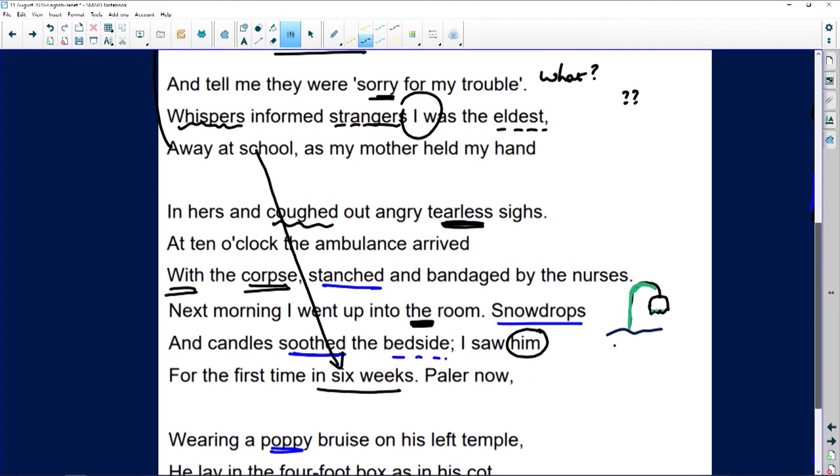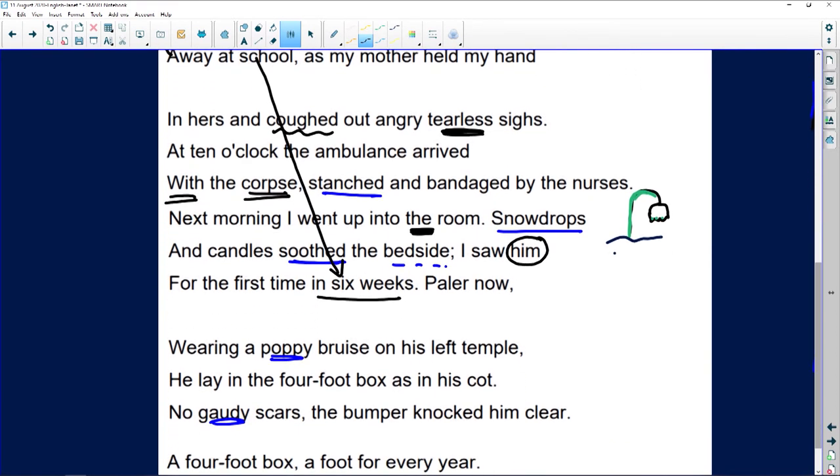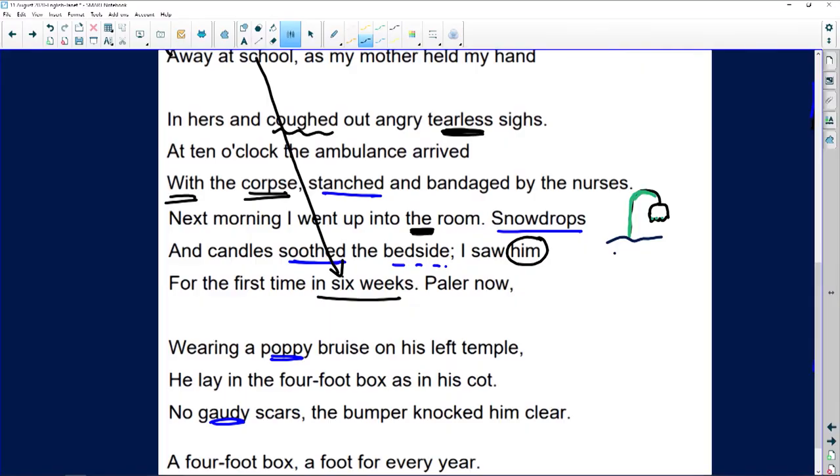Paler now. Pale, white. Wearing a poppy bruise on his left temple. Okay, so you know that this is nice and thick. We talk about, you know, you've got a thick skull. But it's thin here. So if he's got a bruise here on his left temple, then that's quite thin, and the brain is right there, right? The poppy bruise, you might think of a poppy as red. And here, because it's a bruise, I'm thinking more purple, you know, reddish purple. Purplish red on his left temple.